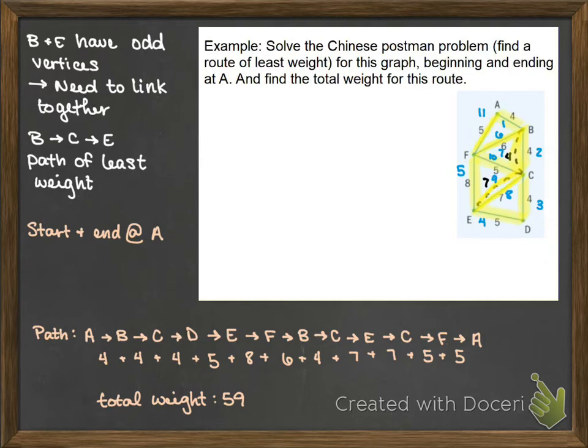So then I can easily write it out. We go A to B, B to C, C to D, D to E, E to F, F to B, B to C, C to E, E back to C, C to F, and then ending back at A. And then we add those weights and we get a total weight of 59.